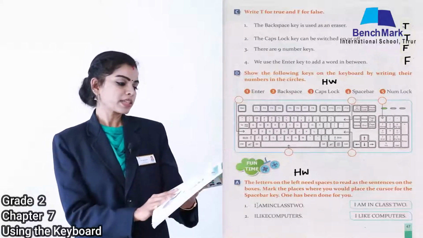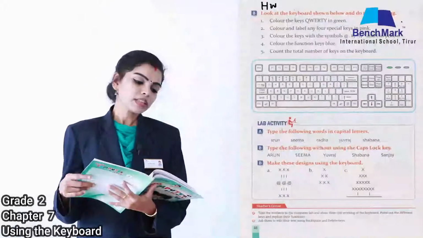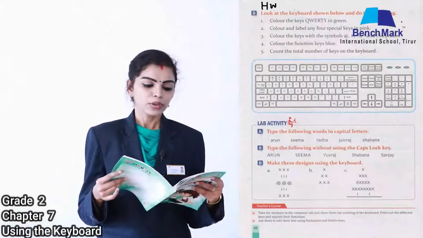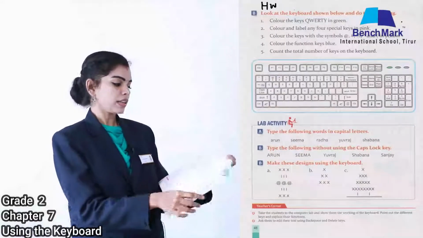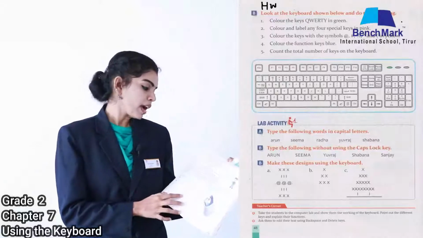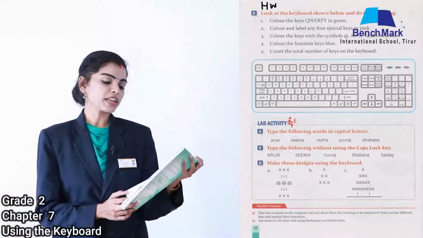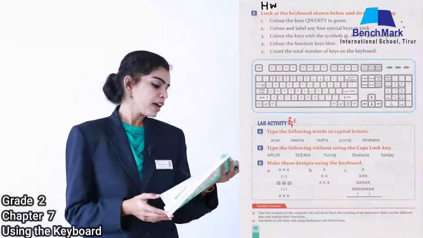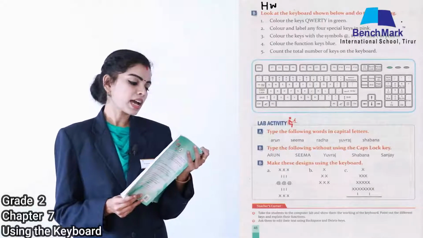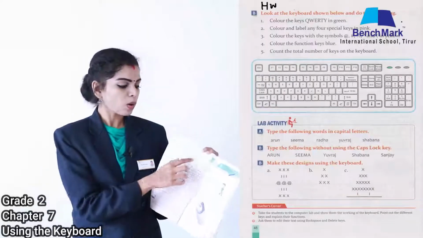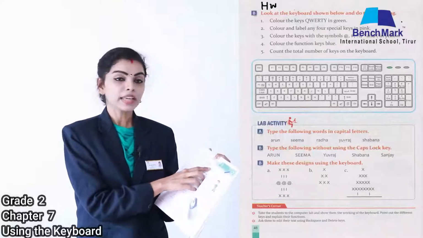And we have one more exercise also. Look at the keyboard shown below and do the following. Color the QWERTY keys in green. Color and label any 4 special keys in pink. Color the keys with the symbols hash, percentage, dollar, asterisk in yellow.